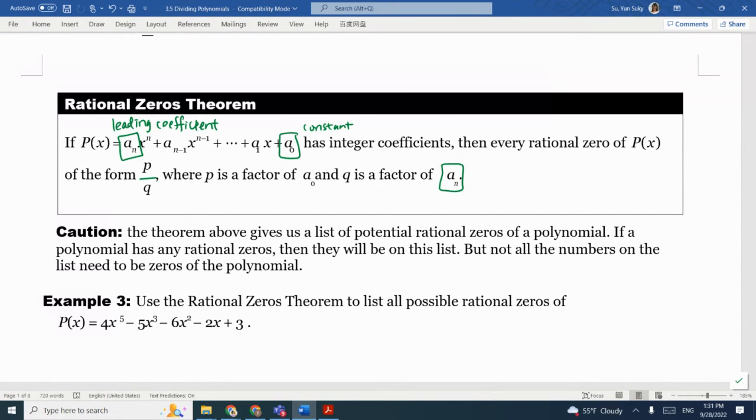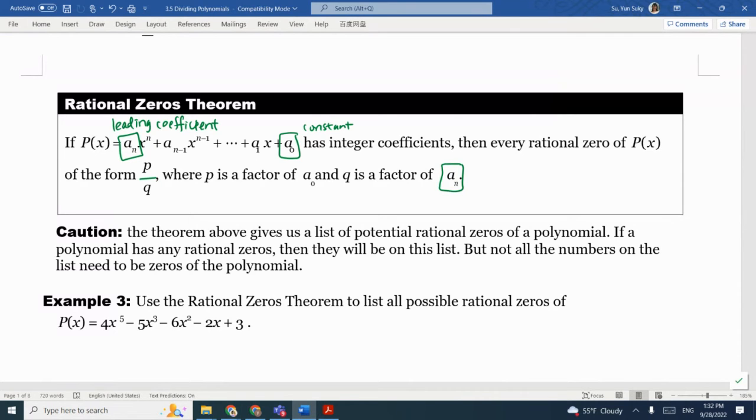So the rational zeros theorem tells us that if the roots are rational numbers, then they must be from this list. Okay? The list of the numbers p over q, where p is a factor of the constant term, and q is a factor of the leading coefficient.